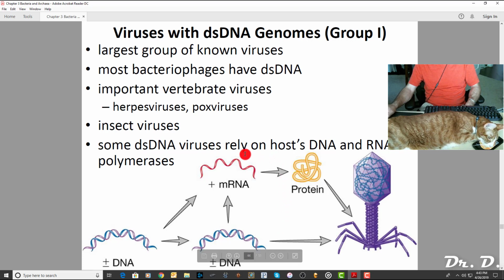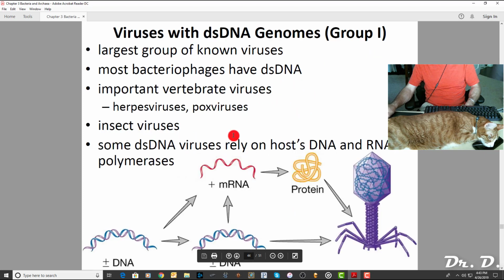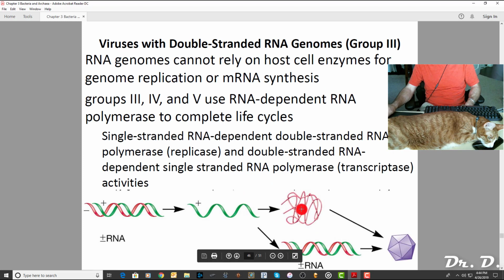So with group 1, what do we need to know about that? Simply that they have an easy time inside of your cells. The double-strand DNA uses your machinery to produce more RNA, more of its genome, and then assemble. Group 2, all you need to know is that it's basically like group 1, except first you have to use a bacterial DNA polymerase to make double-strand DNA, and then you can take over the host machinery.